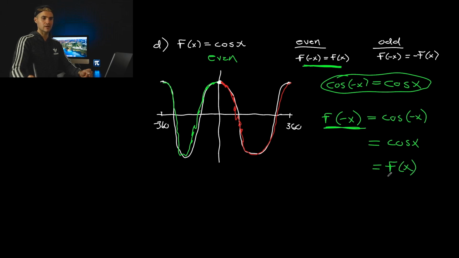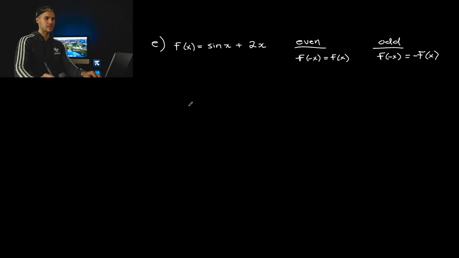So f of negative x equals f of x. And so we know it's an even function. That property is holding, right? But for these parent functions, sine x and cos x, it's helpful to look at it graphically. It's easy to tell that sine x is an odd function, cos x is an even function. Now moving on to part E, this is going to be a complex function.